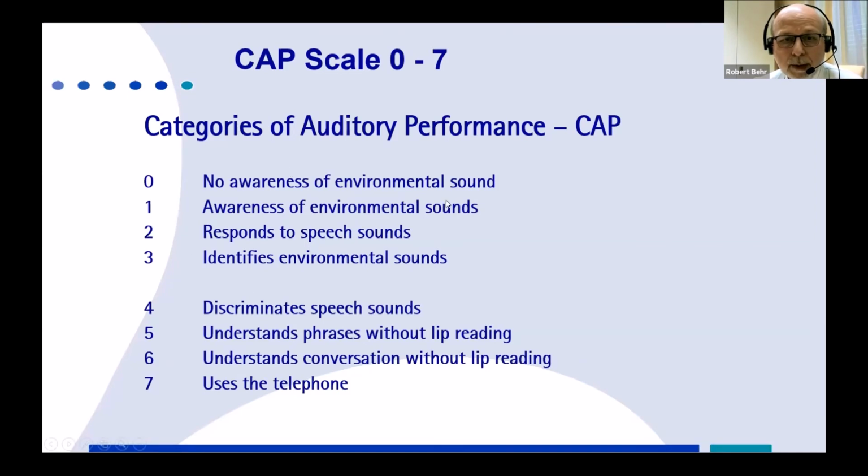So 0 means no awareness of environmental sounds. 7 is best, uses the telephone. I want to stress number 4, because there the discrimination of speech sounds starts. And CAP 5 means that phrases can be understood without lip reading. So at 5 it is the beginning of open set speech understanding. That means hearing with the ABI without additional visual cues, for example.